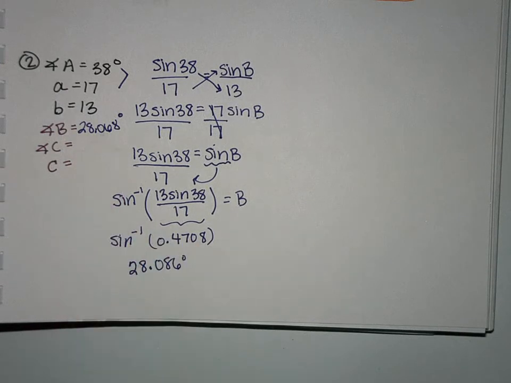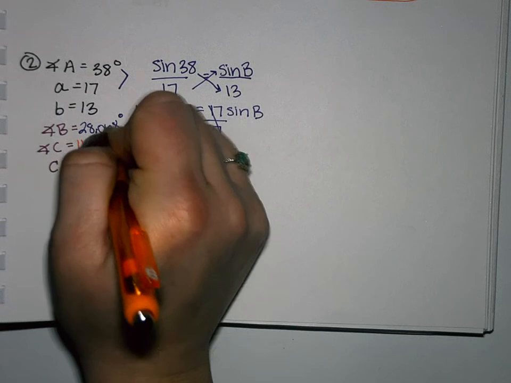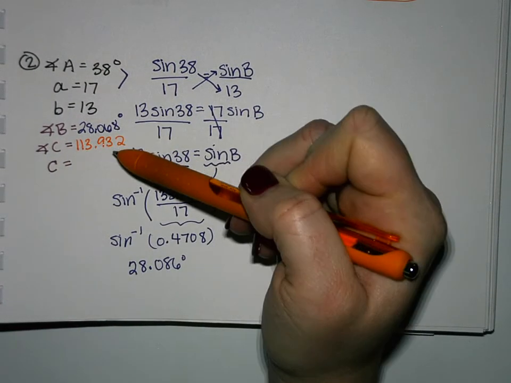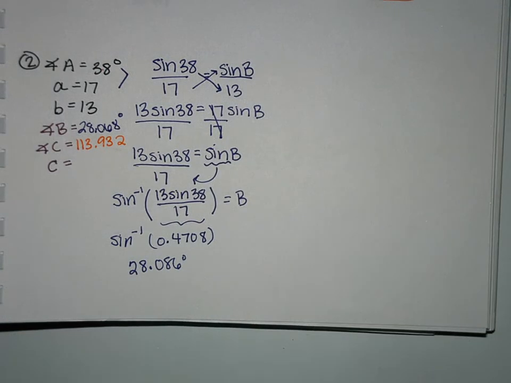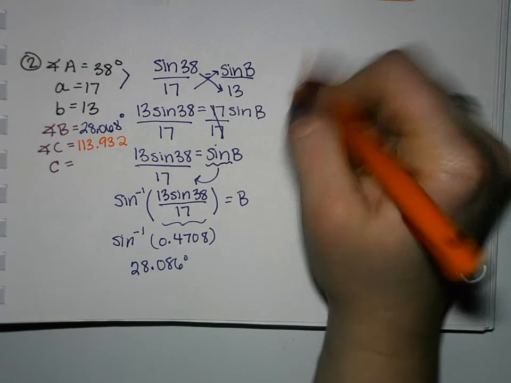180 minus 38 minus 28.068. You get 113.932. So I added up angle A and B and subtracted it from 180 to find angle C. From there, we can now do our law of sines.